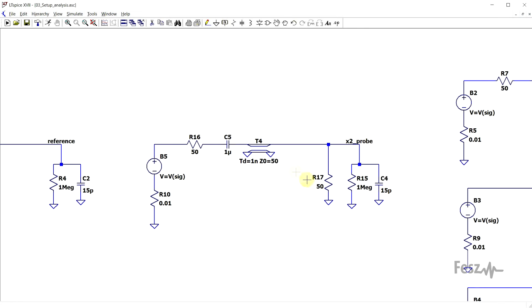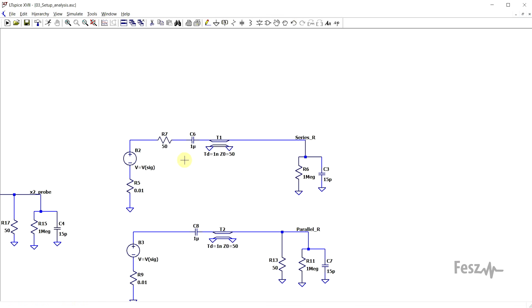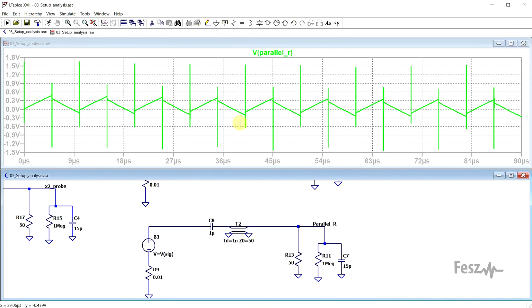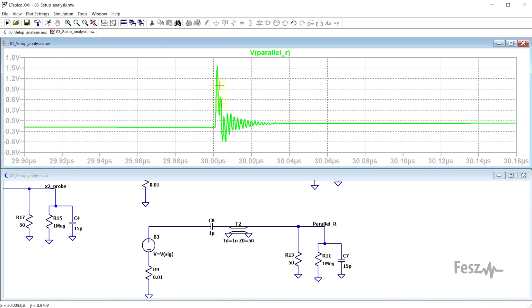Now, the main reason for which we used 50 ohms at both ends of our X2 probe was to reduce reflections and have a good signal delivery system. But is this really needed? So let's remove one resistor at a time and check the results. So in the case where we only have the parallel resistor, the low frequency content seems to be unaffected, but the high frequency bit does present quite a bit of ringing.